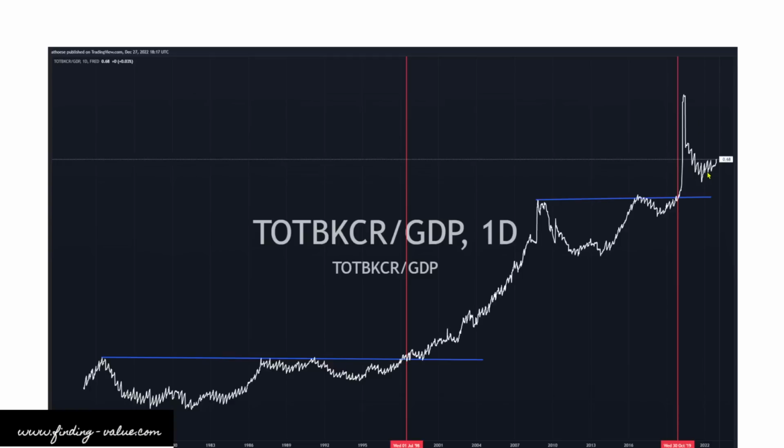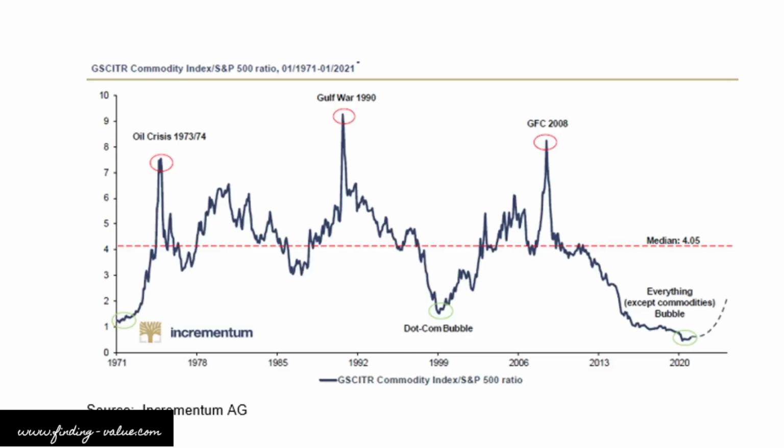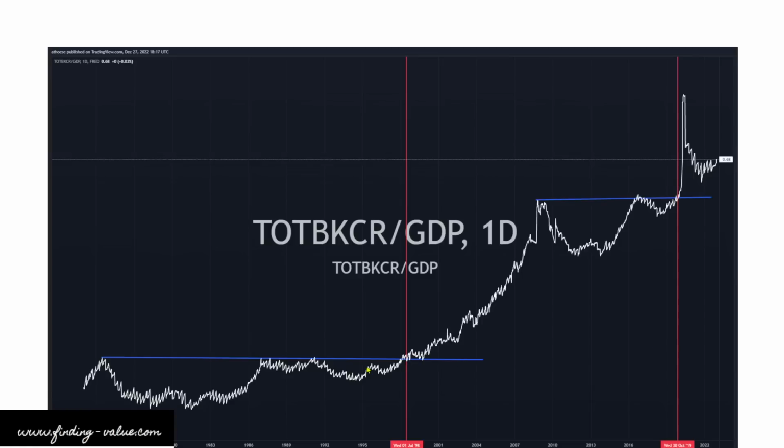And I think that's what we've got here is a setup where we could go higher in our total bank credit to GDP once the interest rates go lower. Here's the commodity to S&P 500 ratio. You can see it would have been a good buy time in 99, 70, 71, and 2020. That puts you at the bottom here.